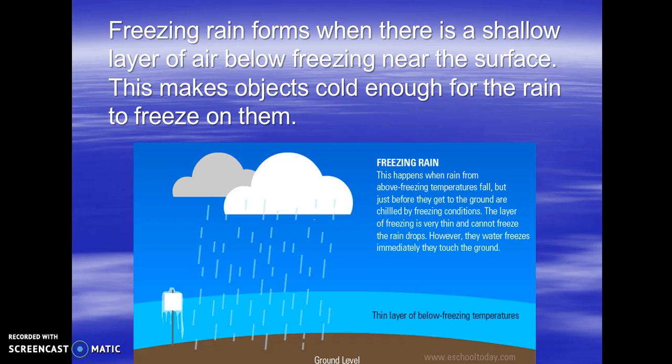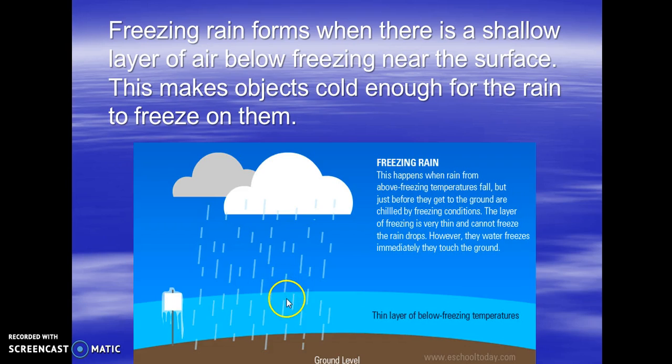All right, and freezing rain. We get a lot of this in Texas too. As the rain falls, say a cold front has just come through, and we know cold air sinks. So there's just a thin layer of below-freezing cold air down near the surface, and what it does is it makes the cars and metal poles and different things like that actually freeze.